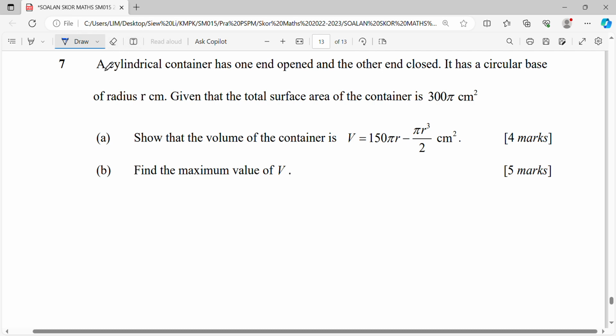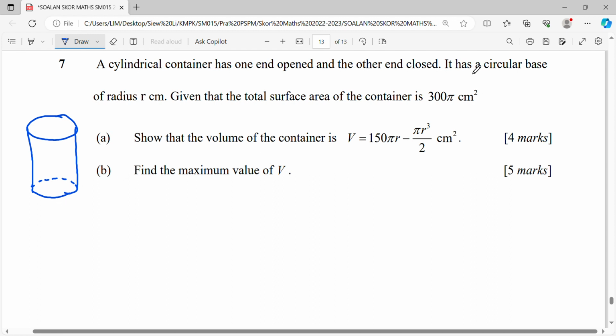For question 7, they say a cylinder container has one end open. Given the shape here, your cylinder is open, means it has the base, but it doesn't have the top. It doesn't have this top area.